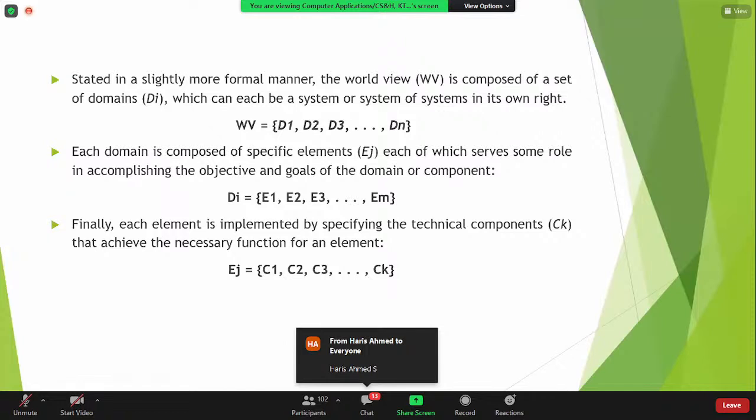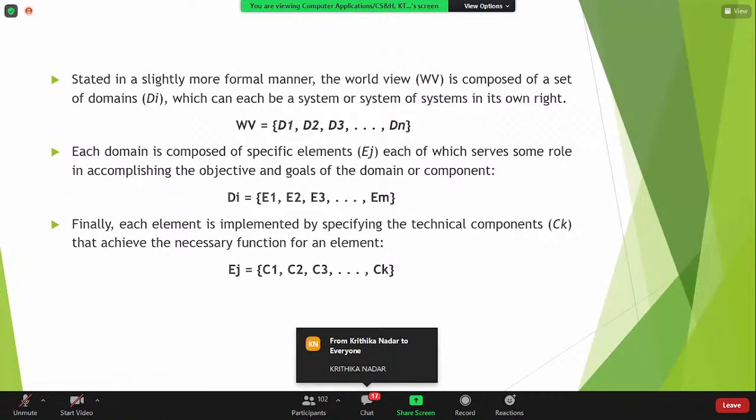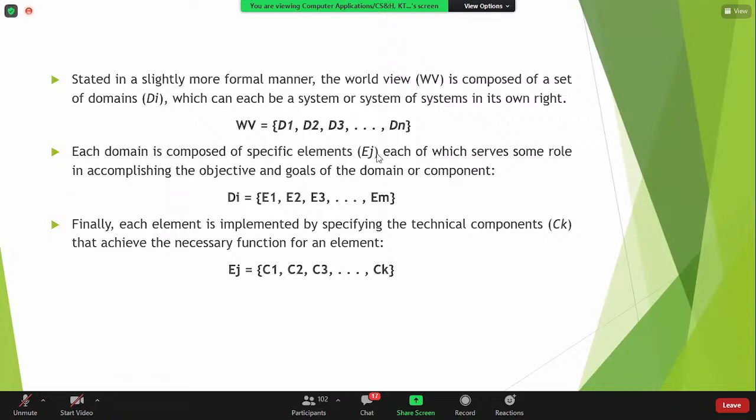From the world view, we are able to see the domains. Then each domain is composed of specific elements. Those specific elements we call EJ. So domain DI is equal to elements E1 through EM. And then finally the technical components, that is CK. The technical components are what we will be dealing with in the detailed view. Here, the specific elements, as we said, are denoted as EJ. So EJ is equal to C1, C2, C3 till CK. This is a simple thing.